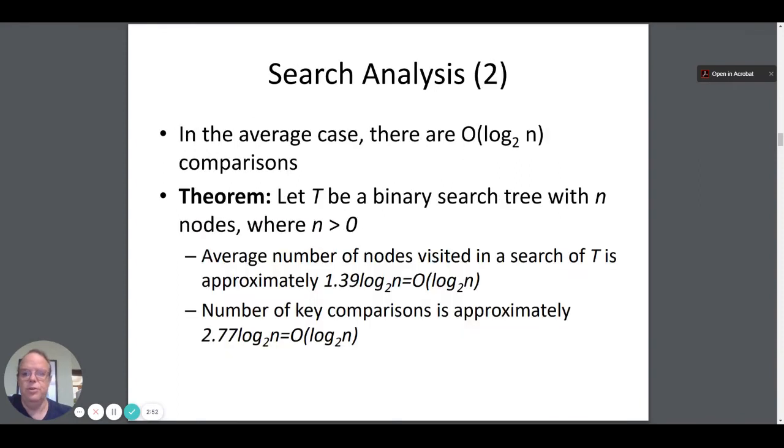So with a better structured tree, you end up with O of log N comparisons, just like binary search. And the average number of nodes visited in a search of a binary search tree is 1.39 times log base 2 of N. So that's O of log N. And the number of key comparisons is approximately 2.77 log to the base 2 of N. So that's O of log N. So both of those are O of log N. So it's a very, very fast algorithm in the standard case. Worst case scenario, you do get sequential search, but in general, most trees won't be structured that way.